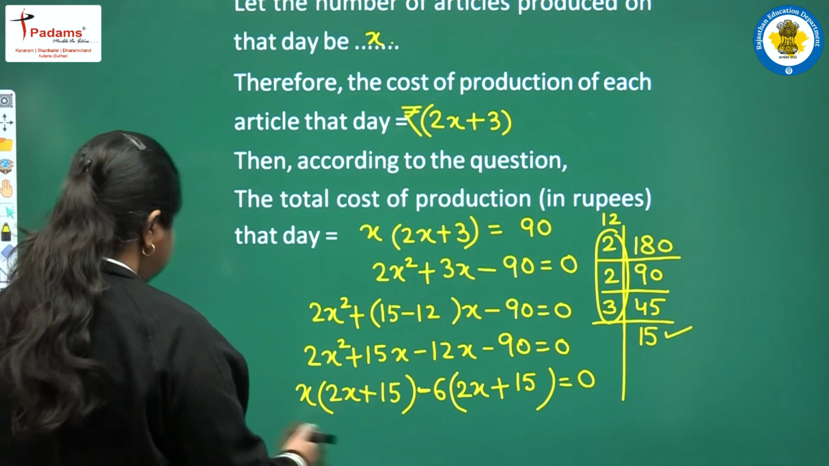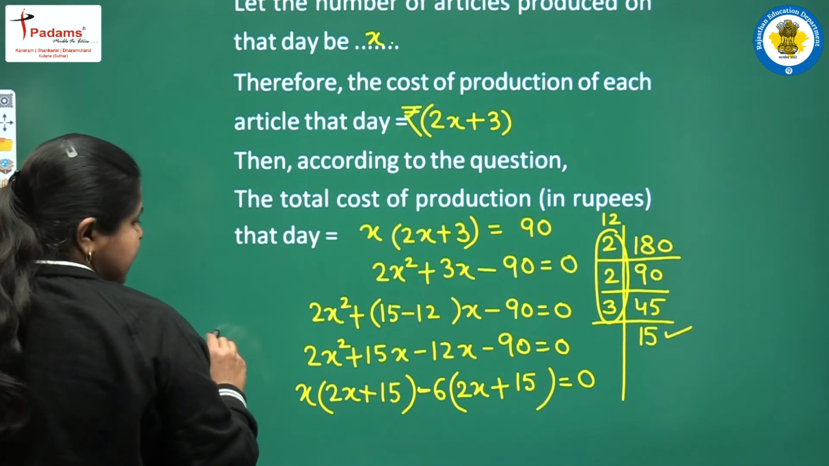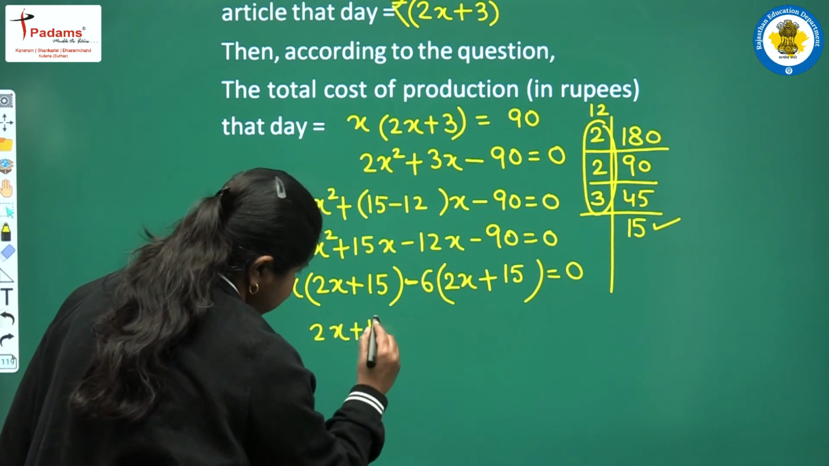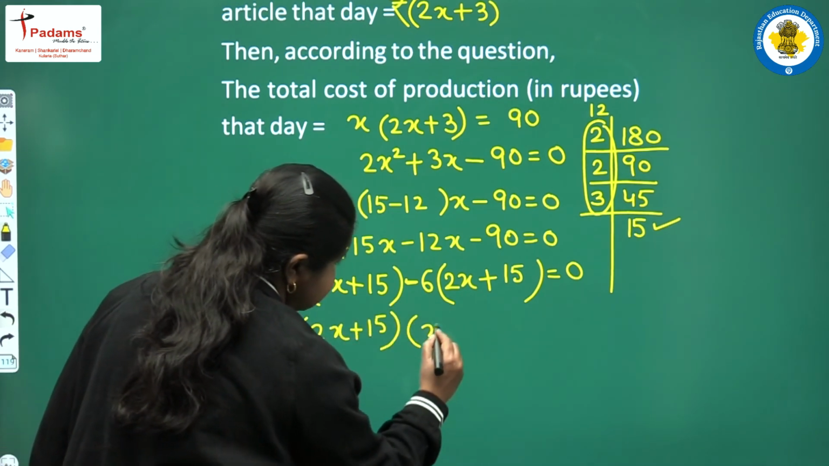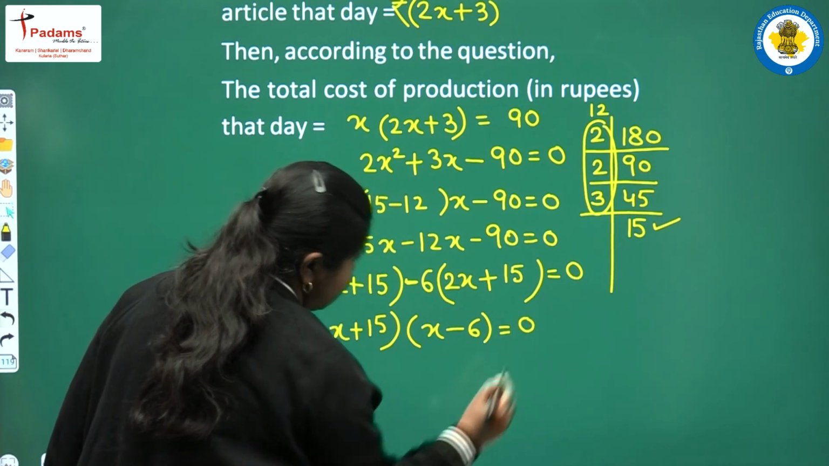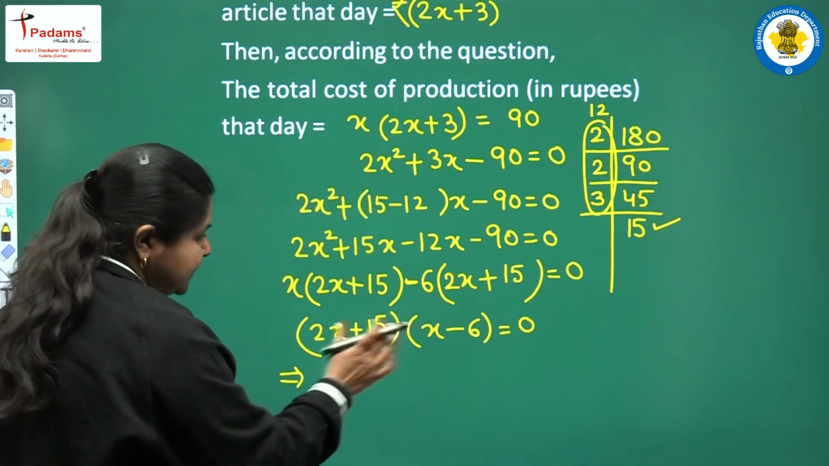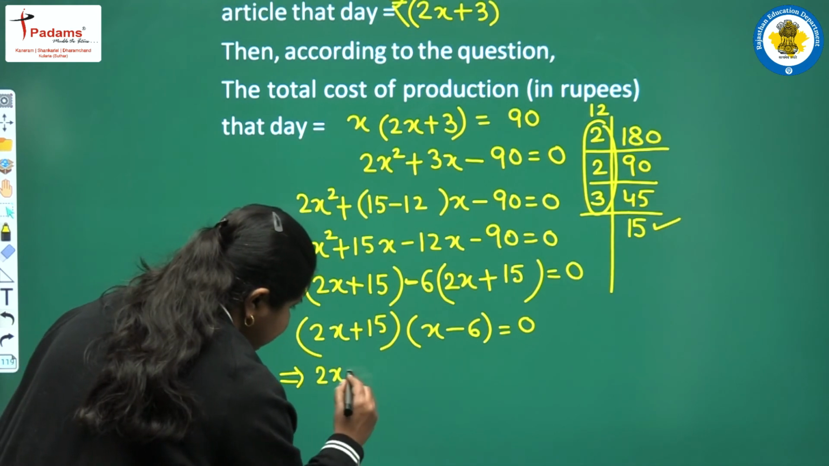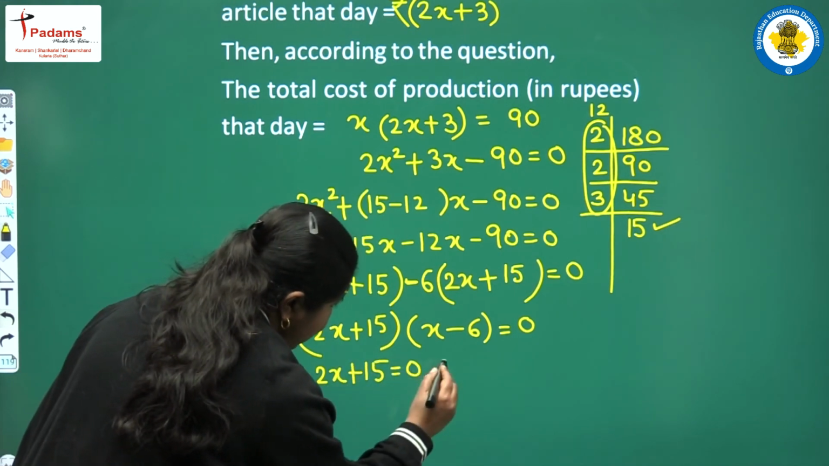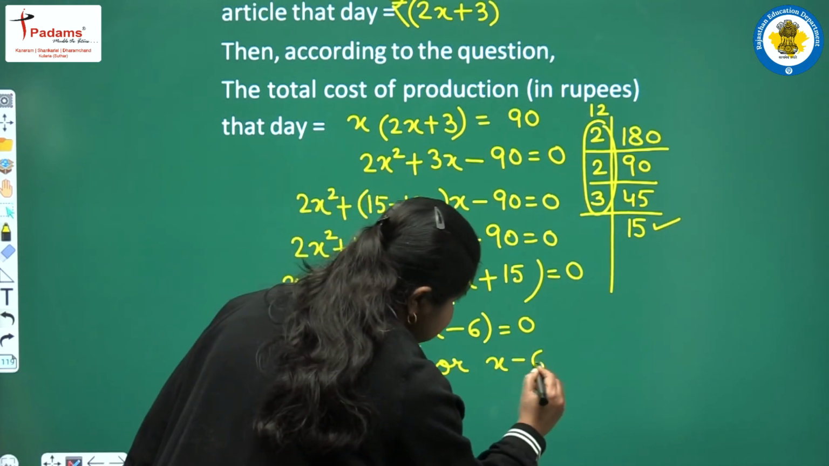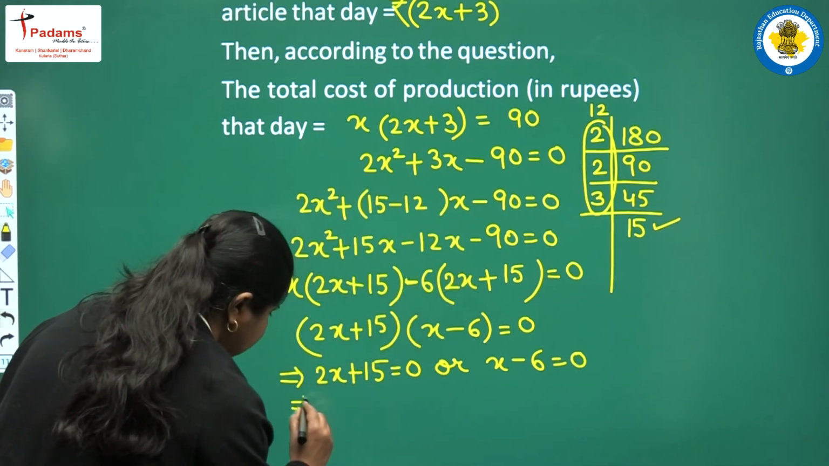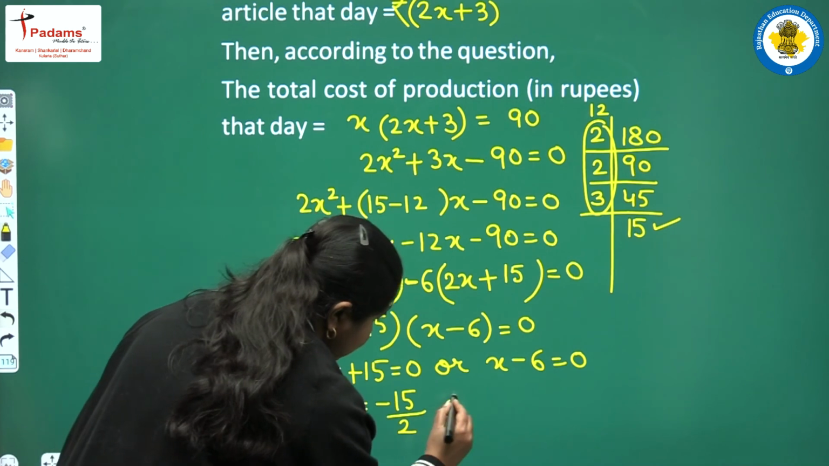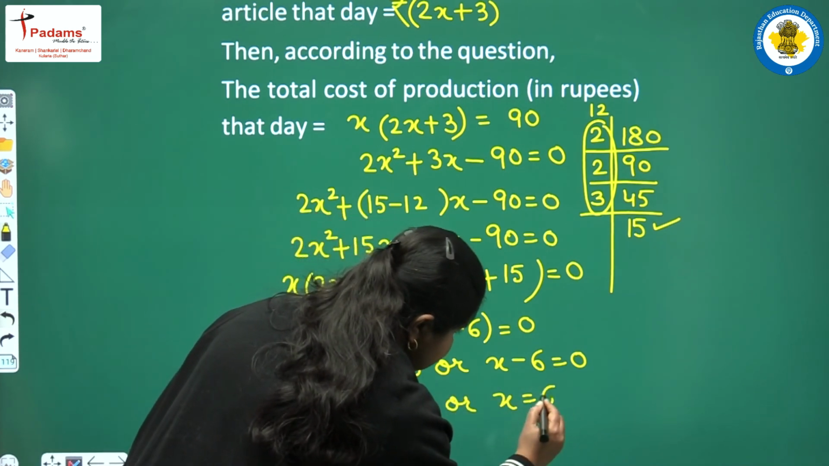Okay. Next, 2x plus 15 is the common factor. Take it outside. 2x plus 15 and here we have x minus 6. This is equal to 0. Now since the product of these two factors is 0, one of them should be 0. Either 2x plus 15 is equal to 0 or x minus 6 is equal to 0. This implies either x is equal to minus 15 upon 2 or x is equal to 6.